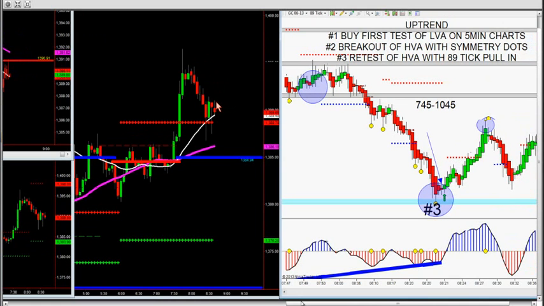Number 1s are extremely accurate in the room because if you're in an uptrend, you're just buying the green dots on the first test. That's all you're doing with a reversal bar on the 89 tick.